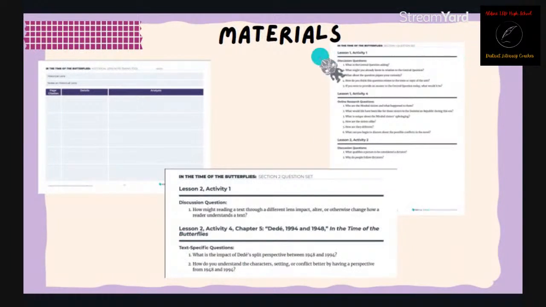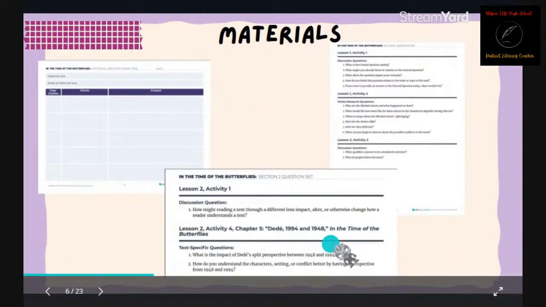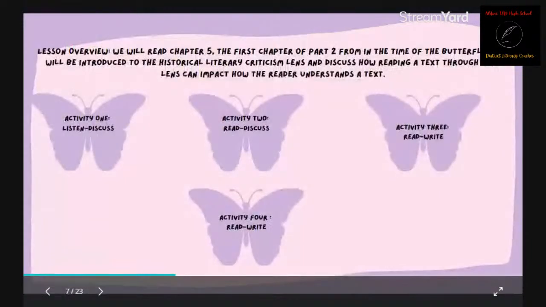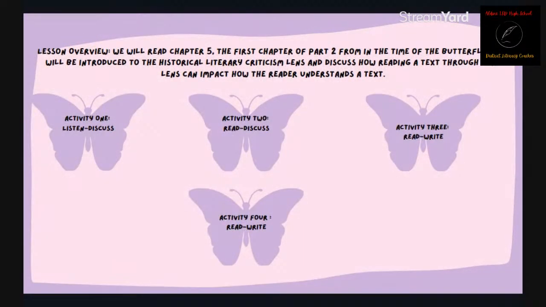Couple of materials. We have the In the Time of the Butterflies historical lens note-taking tool, the section 1 question set, and the section 2 question set. For the lesson overview, we will read chapter 5, the first chapter of part 2 from In the Time of the Butterflies. We will be introduced to the historical literary criticism lens and discuss how reading a text through that lens can impact how the reader understands a text. So we'll take a closer look at the 4 activities that make up lesson 2.